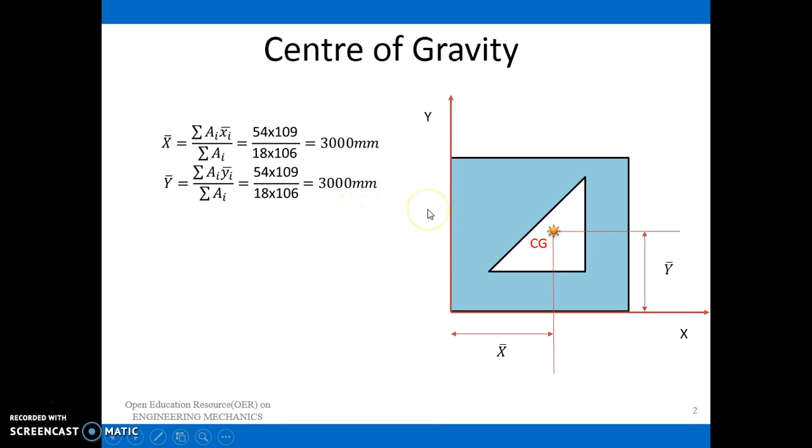Then finally you'll have to redraw the figure, locate x bar and y bar, and put the answers in a box. Thank you for listening.